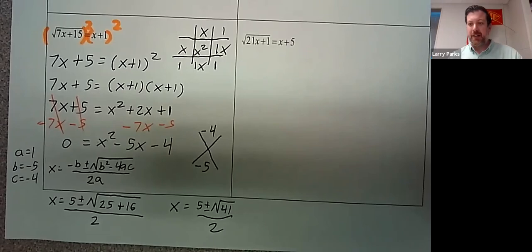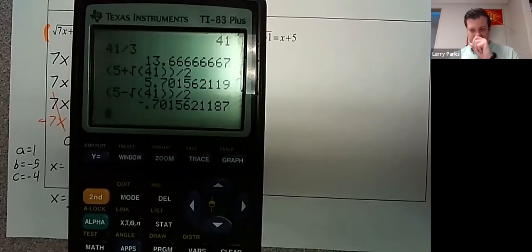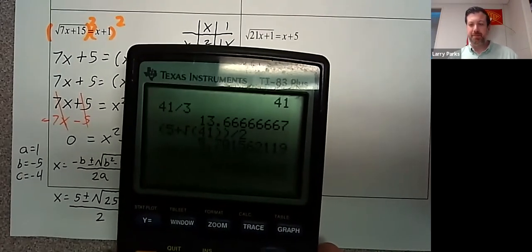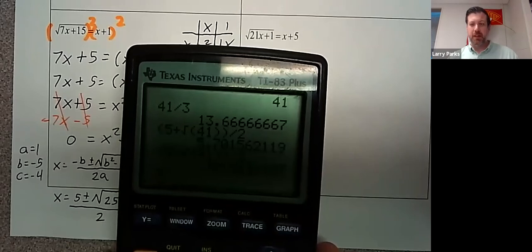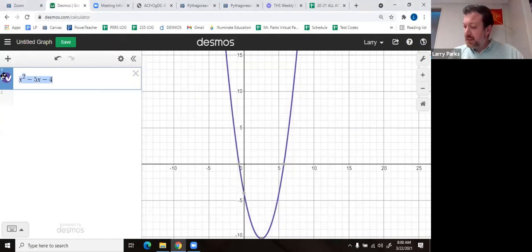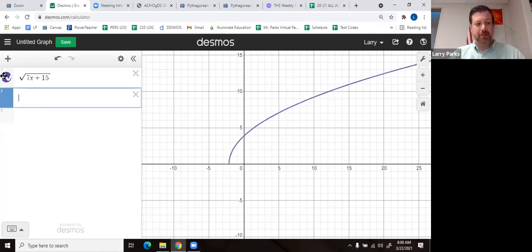And technically, I need to plug my answer in. There is an easy way on your calculator if you have one of these. I guess one way if we check our work is we could plug this on one side and that on the other. There's many different ways. So what I'm saying is put the left side on. That's the square root of 7x plus 15. The other one is x plus 1.